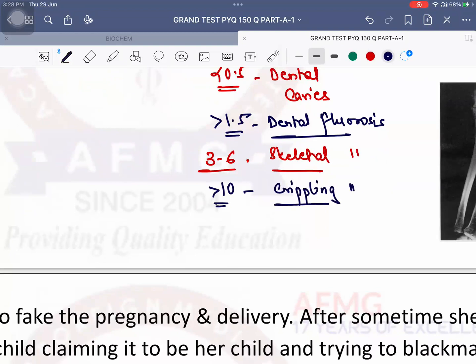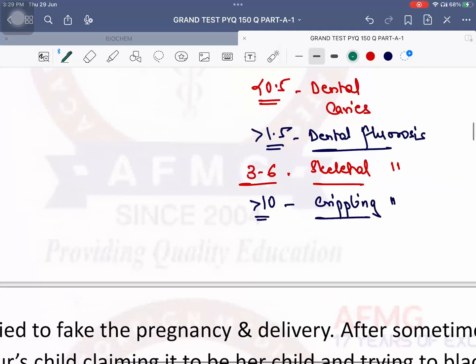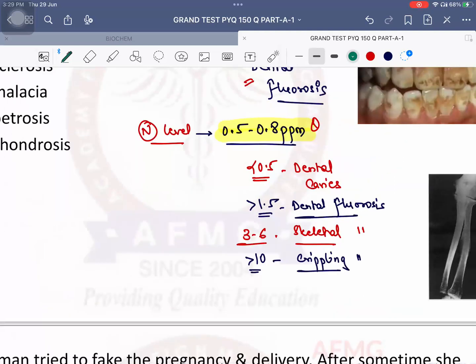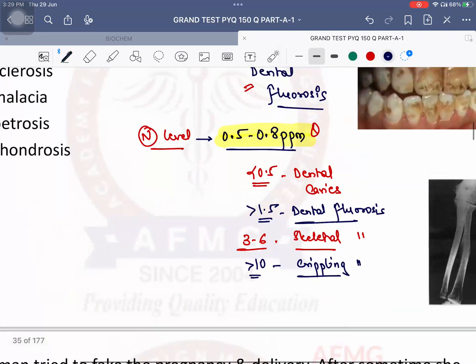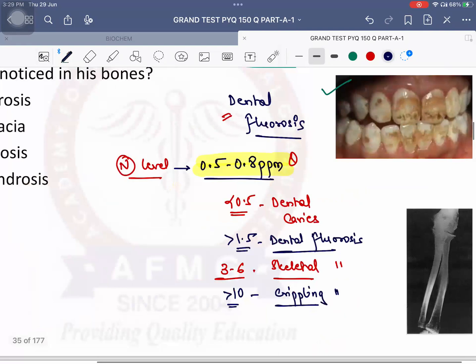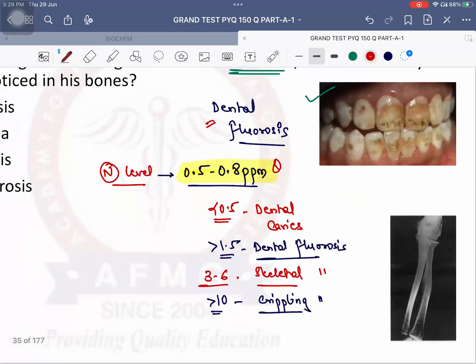What do I mean by crippling fluorosis? The patient cannot walk any further. The patient will crawl. Okay, चल ही नहीं पायेगा वो patient. No issues with this. So fluorine less than 0.5 causes dental caries. Fluorine more than 1.5 causes dental fluorosis. 3 to 6 ppm causes skeletal fluorosis, and more than 10 causes crippling fluorosis. Important is the first changes noticed in teeth. ये सबको पता है. Question was which teeth?